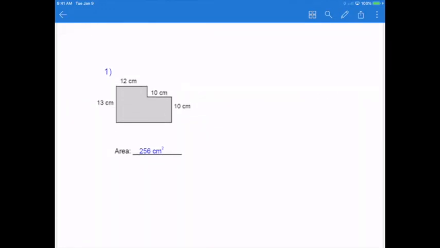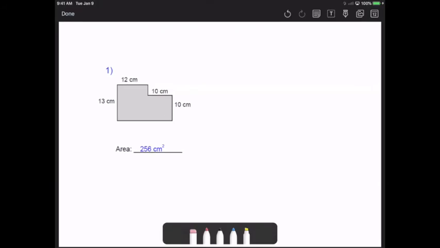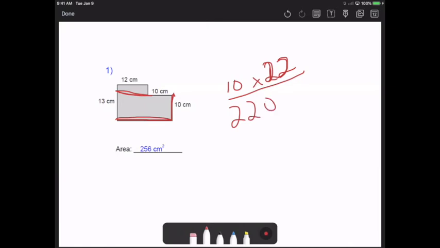Okay, so it's 256 centimeters squared, and this is how I did it. I broke it up into 2. So this is going to be 10 times the length here, which is 12 and 10, 22, sorry. I was multiplying. All right, and then you multiply that out for the area is 10 times 22. That's 220 for this area right here.